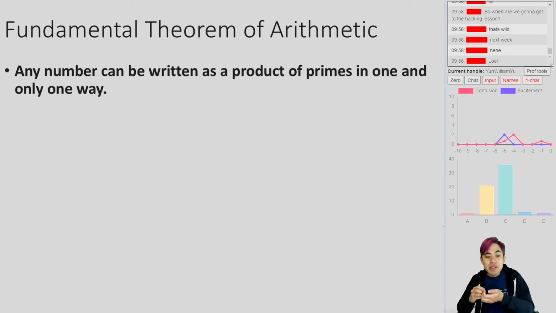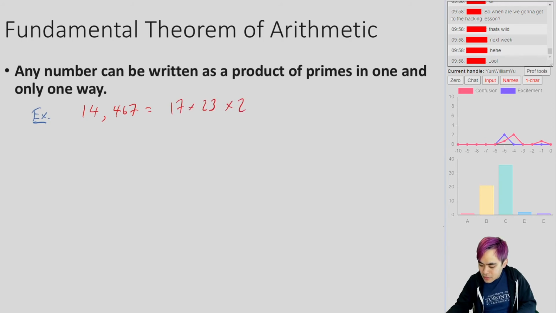So in fact, I've already talked a little bit about the fundamental theorem of arithmetic. We mentioned this when we talked about factoring. It turns out that any number can be written as a product of primes in one and only one way. So if you can write out the product of primes in one way, you can't write it as some other way. This has some really important consequences. As an example, if I gave you the number 14,467, which is equal to 17 times 23 times, let's say, that's 37, not 27.